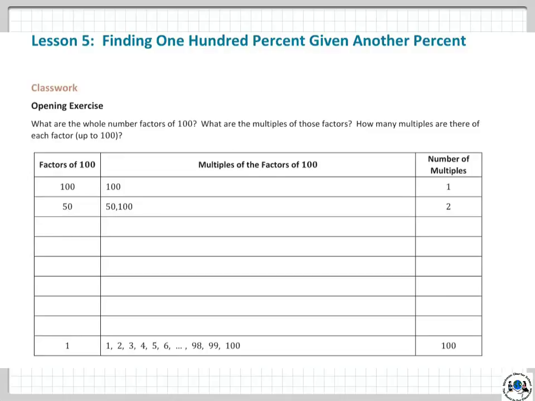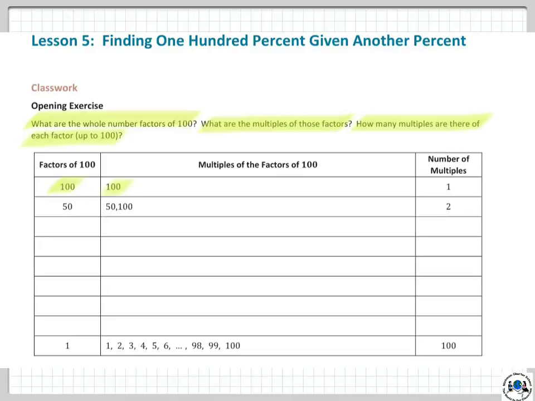Okay, so let's get started here. Here's our opening exercise. What are the whole number factors of 100? That's what we're trying to find out. And what are the multiples of those factors? And therefore, how many multiples are there of each factor up to 100? You can see what they've done. They've done some for you here.